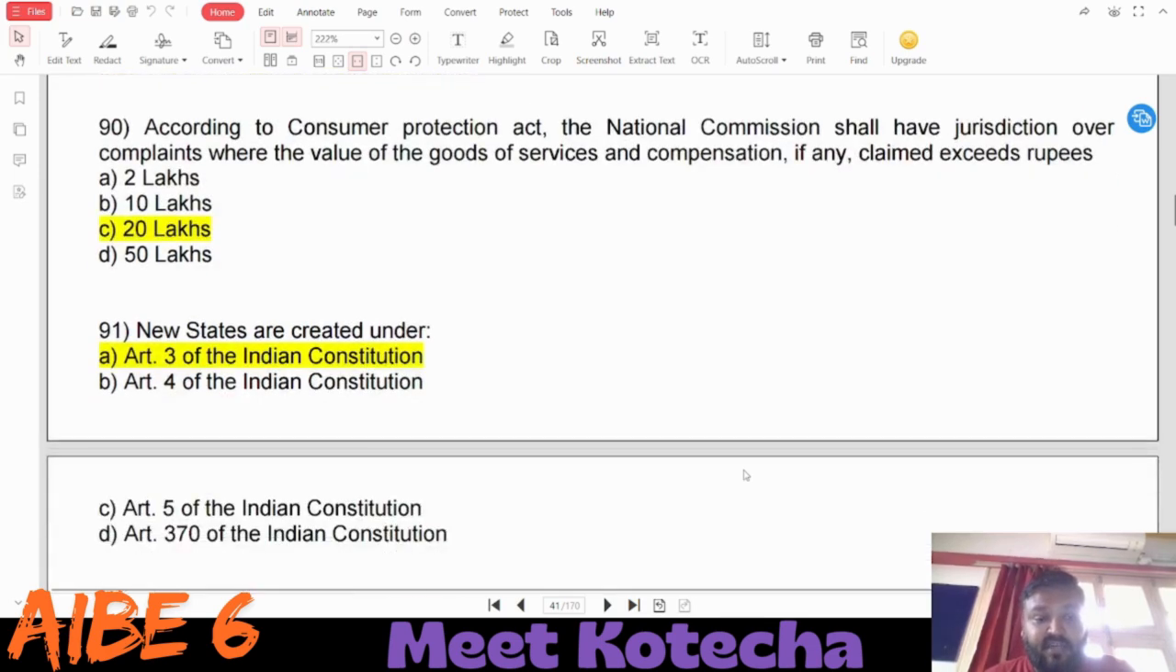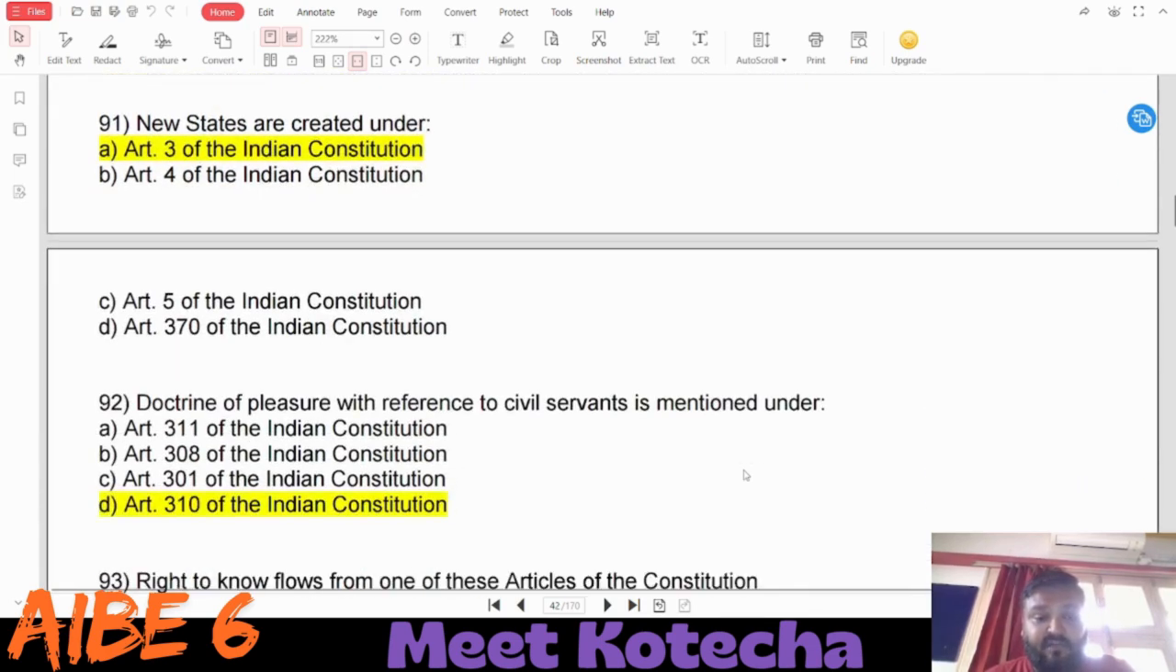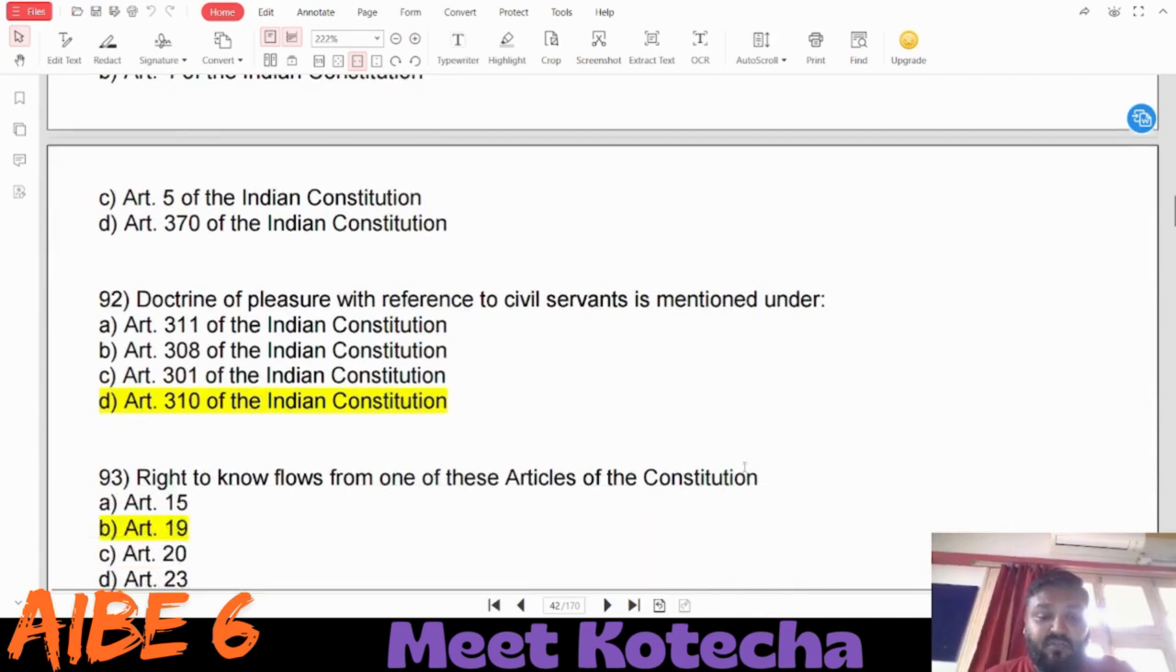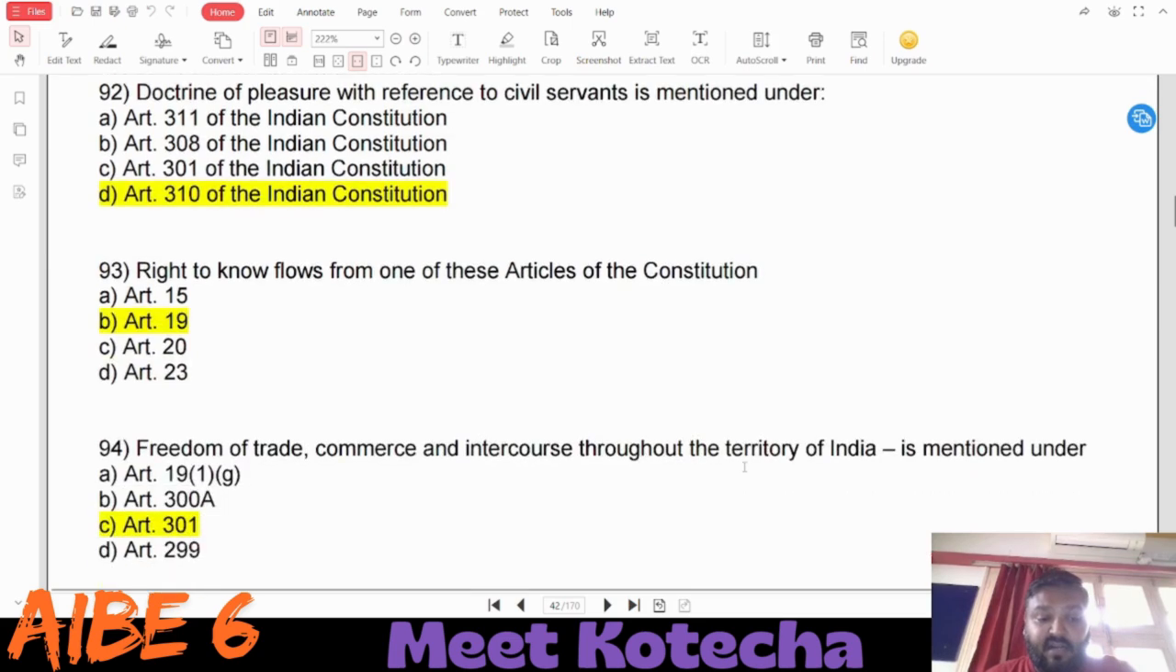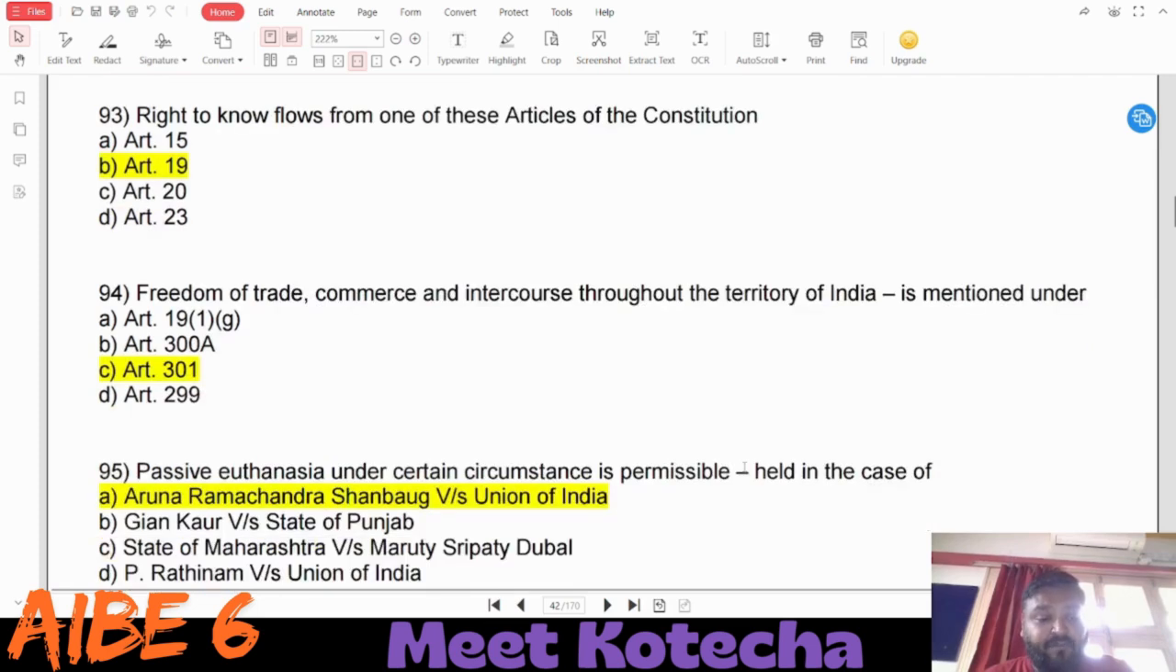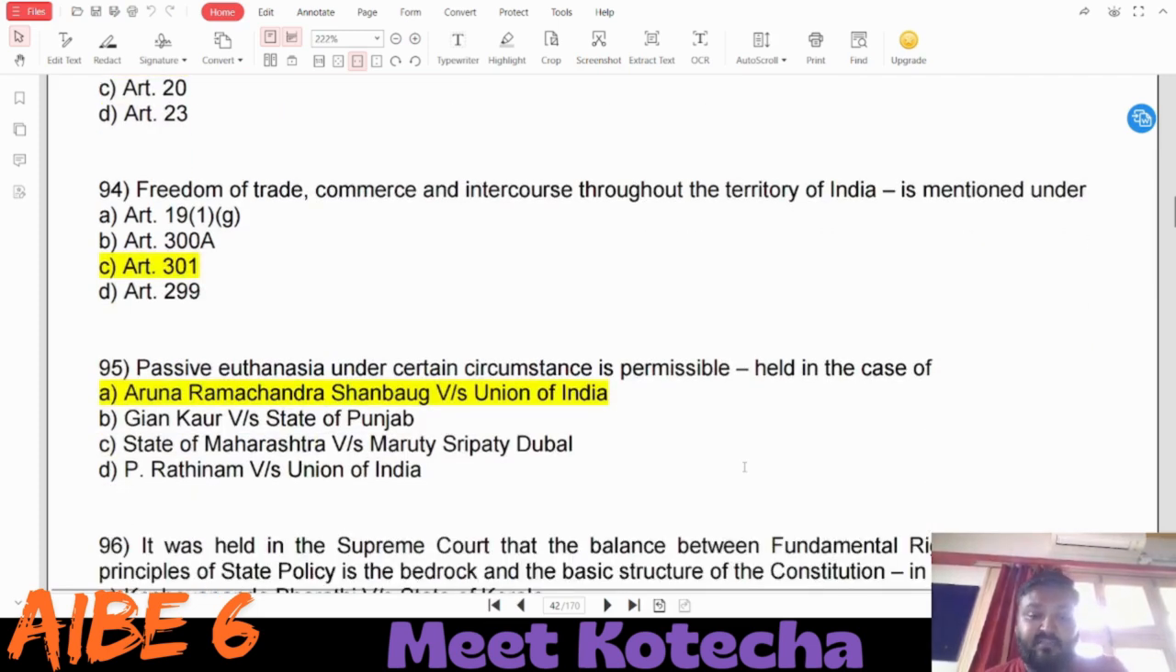New states are created under Article 3 of the Indian Constitution. Doctrine of pleasure with reference to civil servants is mentioned in Article 310. Right to know flows from Article 19. Freedom of trade, commerce and intercourse throughout the territory of India is mentioned under Article 301. Passive euthanasia under certain circumstances is permissible, as held in the case of Aruna Ramchandra Shanbaug versus Union of India.